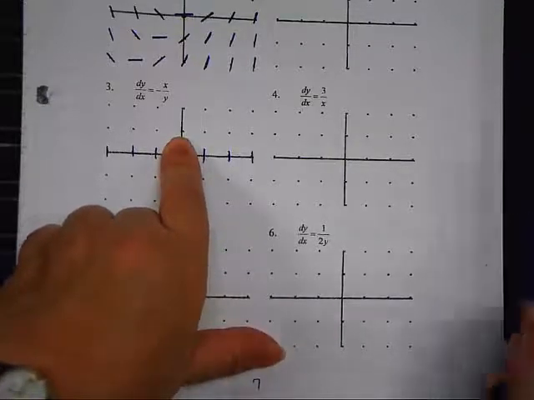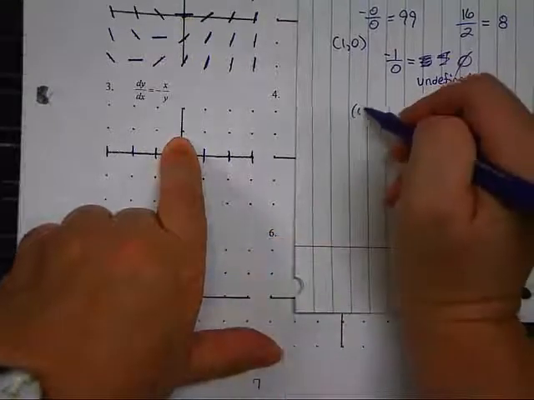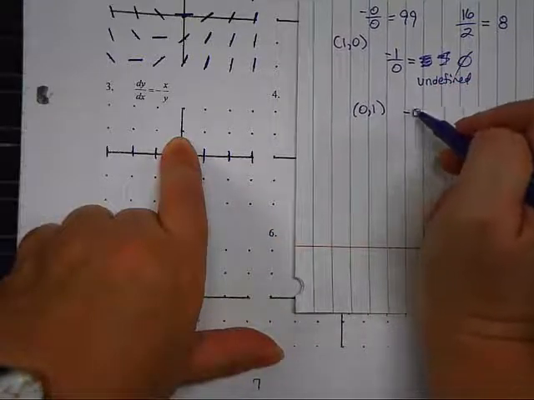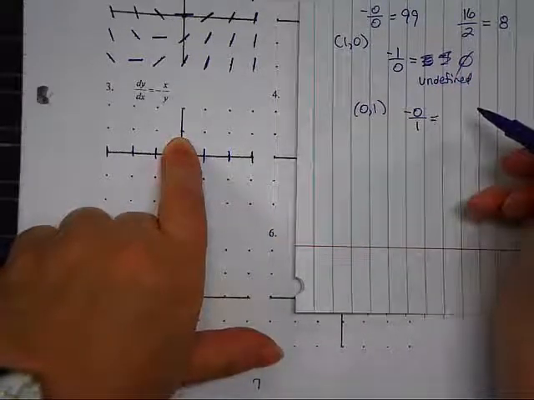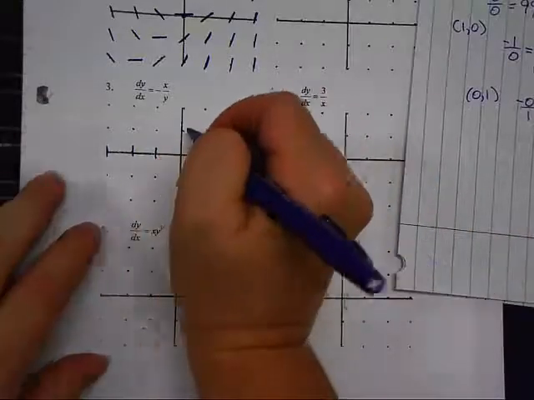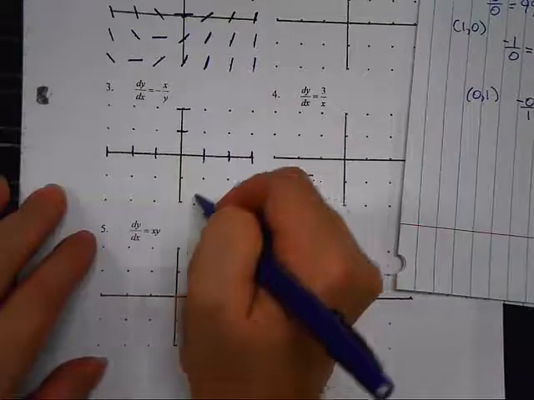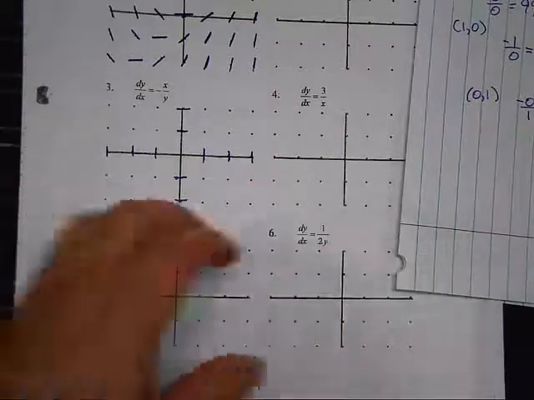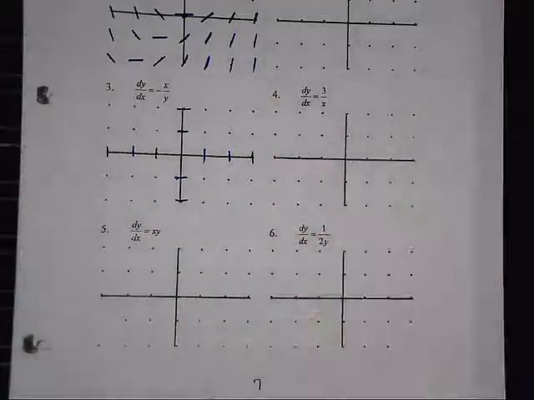Coordinates right here are 0, 1. So 0 over 1 is 0, because 0 times 1 is 0. So this is a slope of 0. Horizontal, horizontal, horizontal, horizontal. And now it looks like crosshairs on a scope.